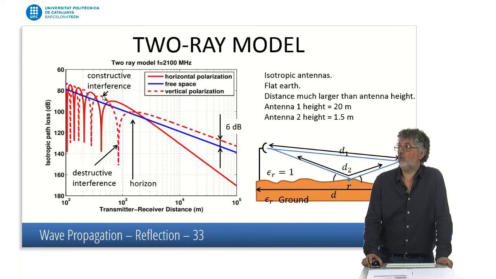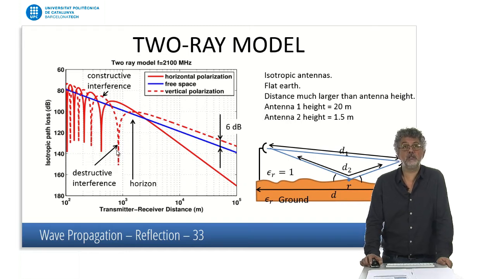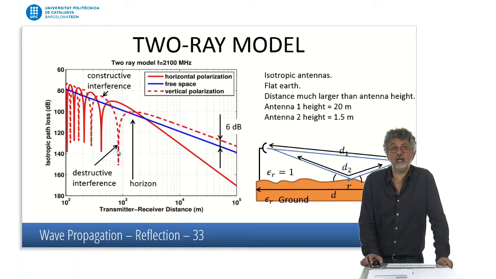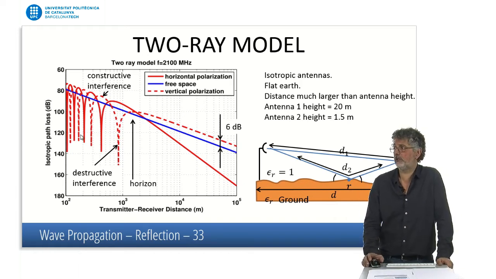We can see that when we have constructive interference, at this point, where the direct path and the reflected path ray are in phase, the field increases by a factor of 2, which means a gain of 6 dBs. So in that case we have 6 dBs more than what would be expected from free space propagation conditions. But when the reflected ray reaches the antenna in opposite phase, we have a destructive interference and then we have a null. So those maxima and minima are because we have either constructive or destructive interference.